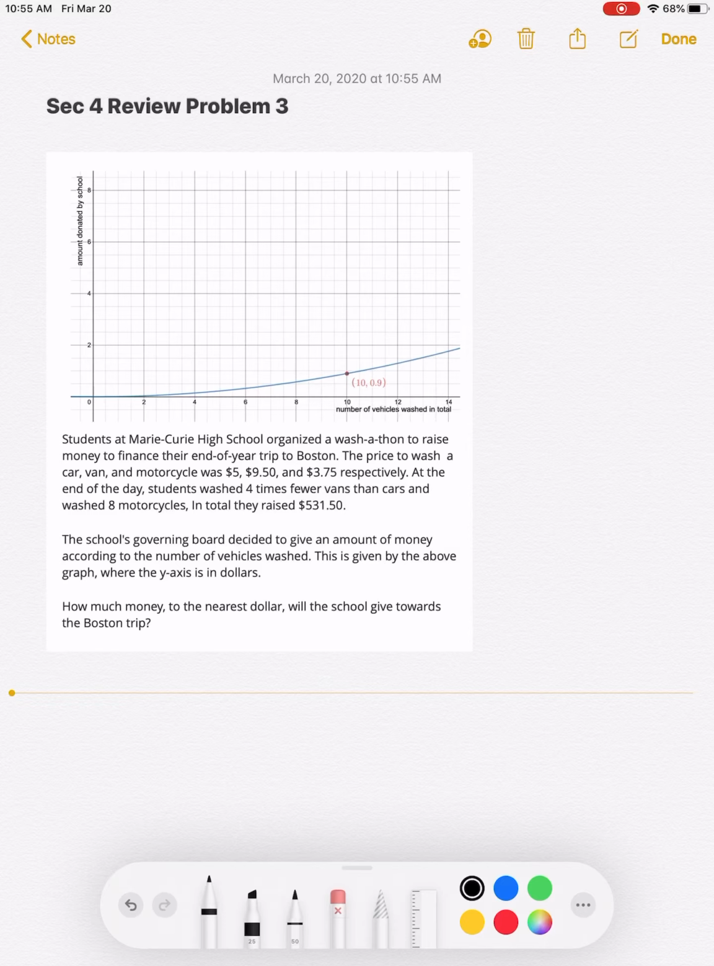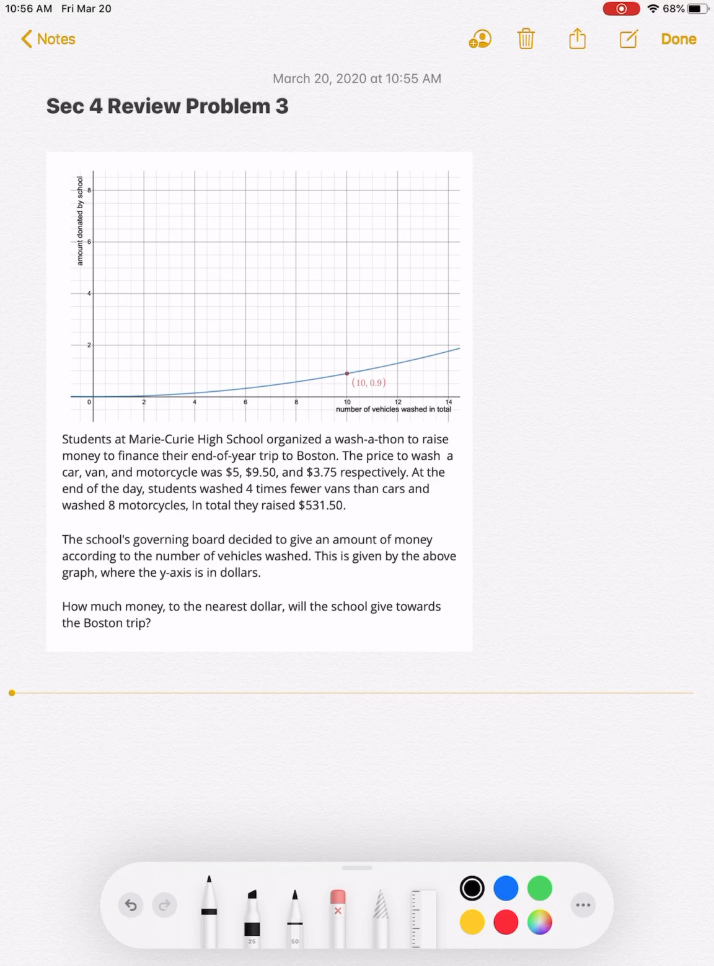Alright, let's go through the solution to problem number 3. In this case we have a car wash. We're given the price of the different washes: $5 for cars, $9.50 for vans, and $3.75 for motorcycles. We're told a relationship between the number of vans and the number of cars, 4 times fewer vans than cars. We're told the number of motorcycles washed, and the total amount of money they've raised.